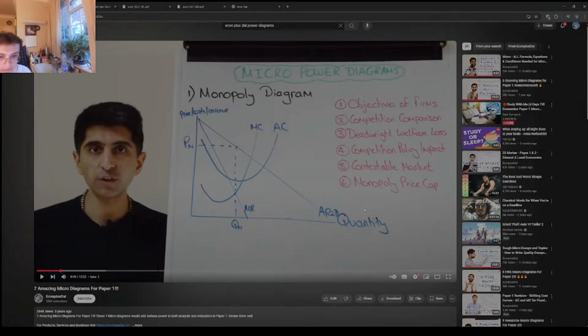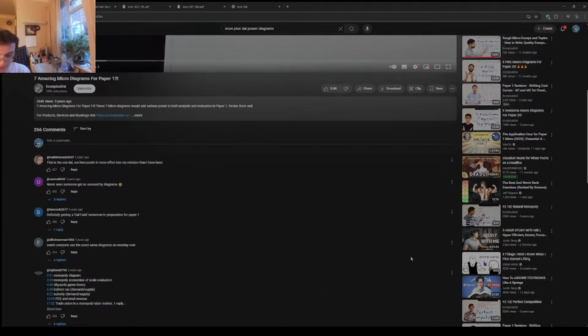Actually, you know what? Watch. I'm going to try and do a monopoly diagram from scratch. Let's see, can we do it? Right, first thing, quantity on the x-axis. On the y-axis, price, costs, revenue.